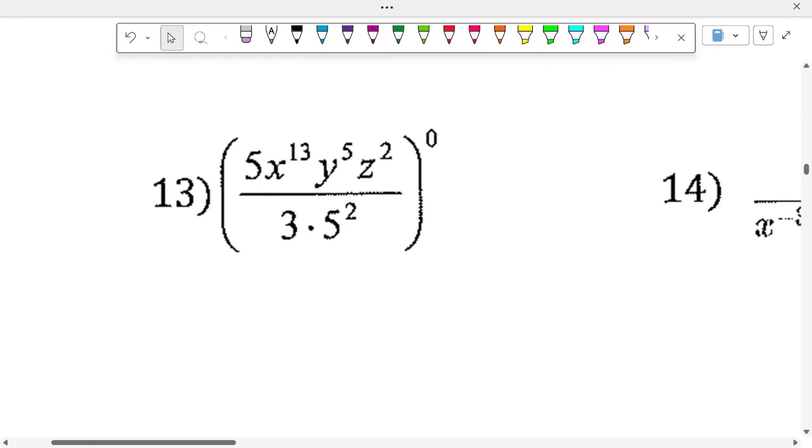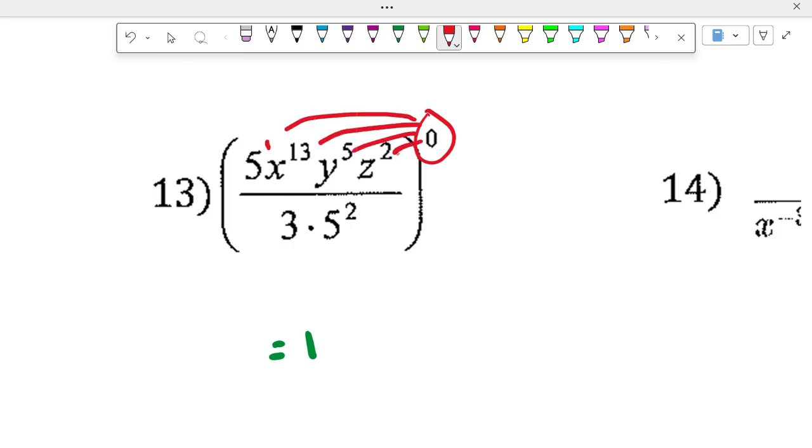Now, 13 looks just terrible, except what's going to happen? This is actually one of the easiest problems ever. Why? The answer is just 1. Why? It's all raised to the 0 power. So every base in here is going to get multiplied by 0. And we know that anything multiplied by 0 is always what? 0.